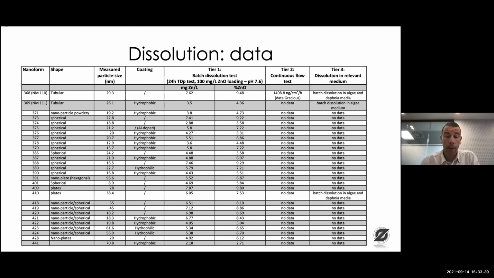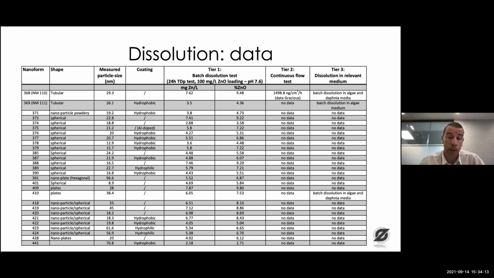So where do we end up with the data? In the left columns, you see the 28 nanoforms. The upper two, 368 and 369, are in fact two standard nanoforms that have also been tested a lot by GRC and also partly in the GRACIOS project, I think. You see there are different shapes: tubular, spherical, plates, and so on. The particle size ranges and also the coating are quite different.